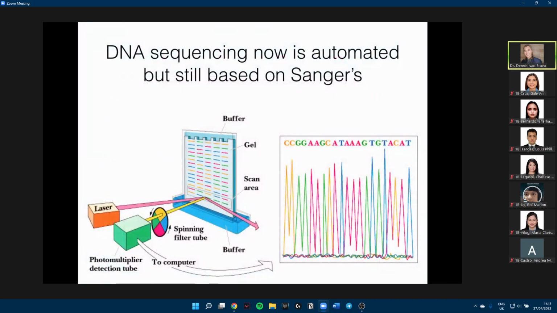Okay, so nowadays sequencing is a totally automated process, but still based on Sanger's original technology. A laser beam scans the gel, places that information into a computer, and the computer prints out the result.